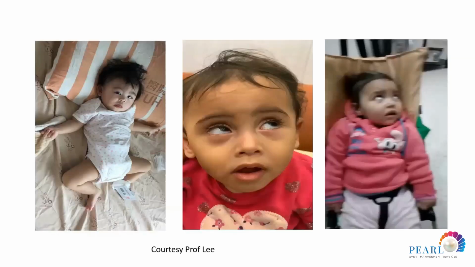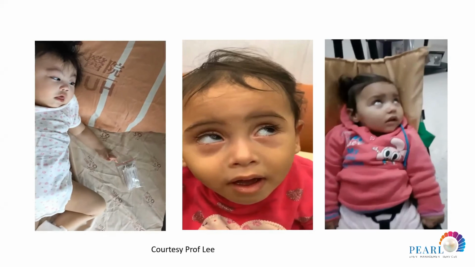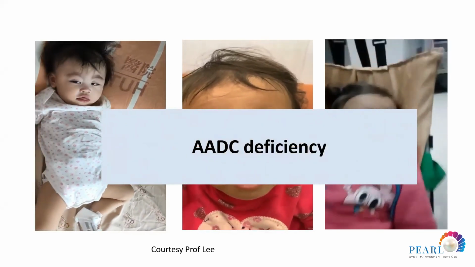I'm going to skip this part because Dr. Babaker is going to talk about the AADC deficiency, because it's also one of the common conditions that is always misdiagnosed as cerebral palsy.